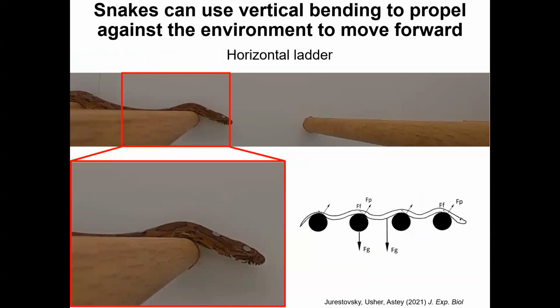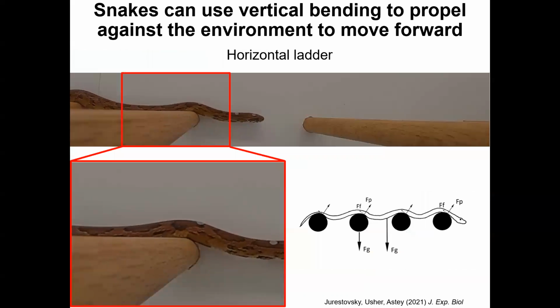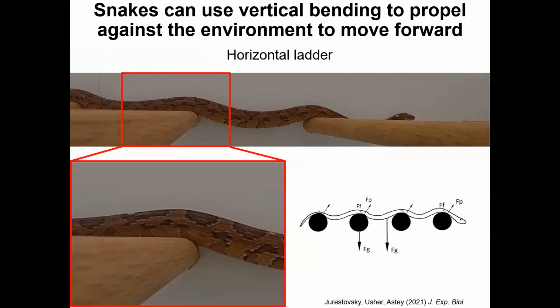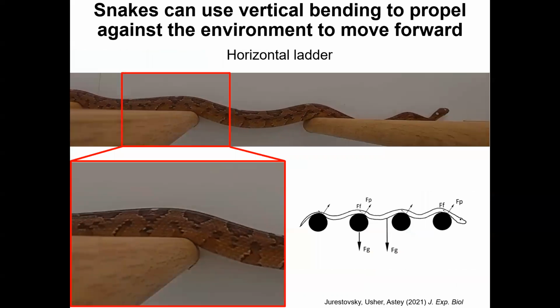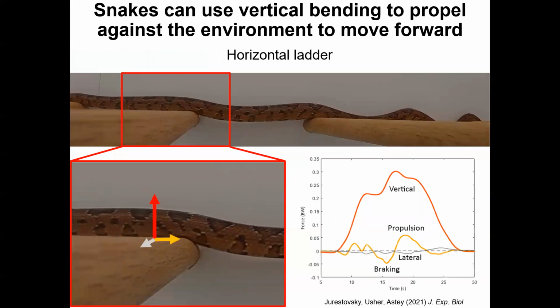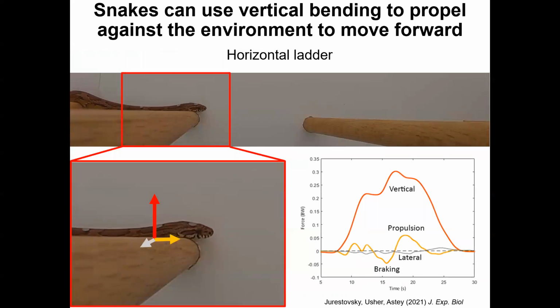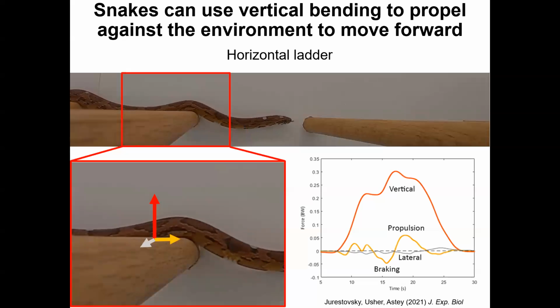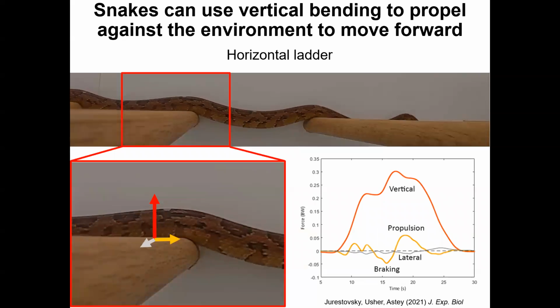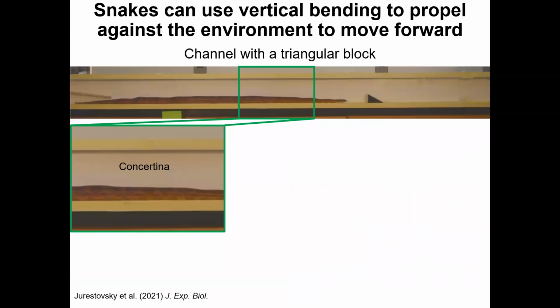Curiosity Lab recently found that snakes can use vertical bending to propel against the environment to move forward. The snake can generate sufficient thrust from vertical bending. This was confirmed by measuring reaction forces from these horizontal rods, as shown here. The yellow curve shows the fore and aft force, and the propulsive impulse is more than double the braking impulse, which implies the snake generates propulsion in the vertical plane.